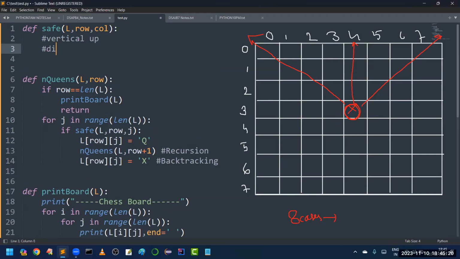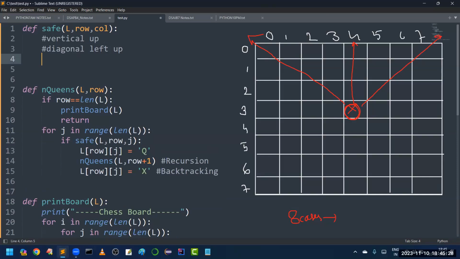And the second one is diagonal left up. Diagonal left up in the sense, is there any queen in this position? Then diagonal right up I am taking. That means, is there any queen in this position or not? We are checking. Like this, in total how many conditions do we have to verify? Three conditions we have to check.